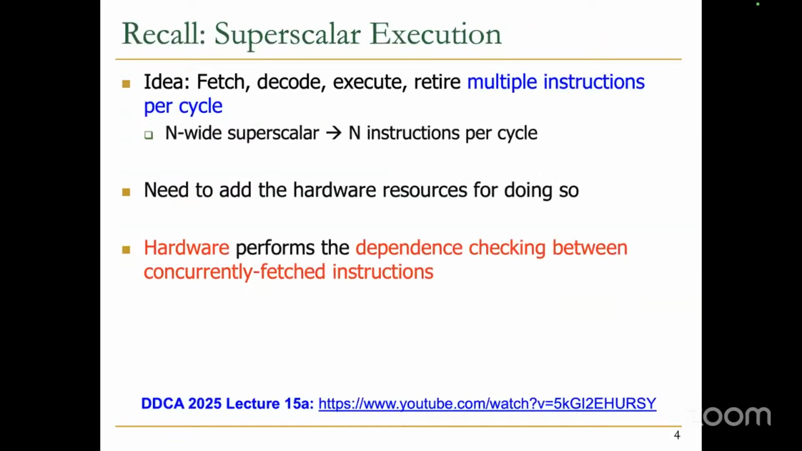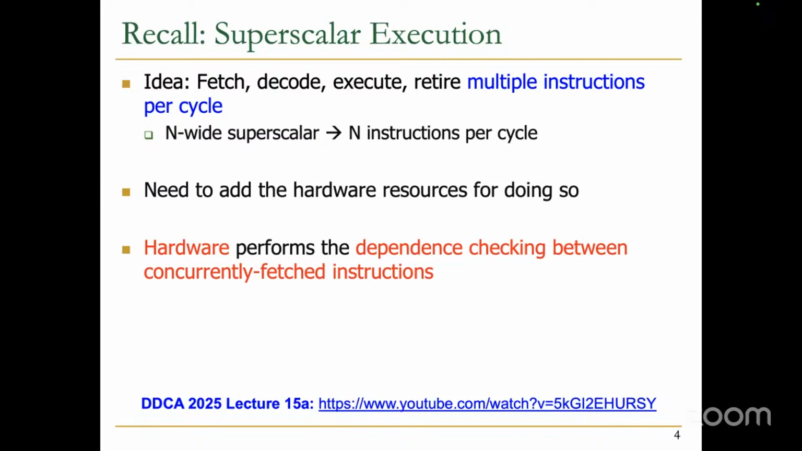I'm going to contrast. If you remember, this is a slide that we used in lecture 15A, and we discussed the idea of superscalar execution. It's a very basic concept. The idea is to fetch, decode, execute, and finish or retire multiple instructions per cycle, as opposed to doing it for one instruction per cycle, do many instructions per cycle. And we said that today, many processors are 8 instructions per cycle. But of course, to be able to do this, you need to have the hardware resources. You need to have the hardware resources to concurrently fetch, decode, execute, retire 8 instructions per cycle, let's say.